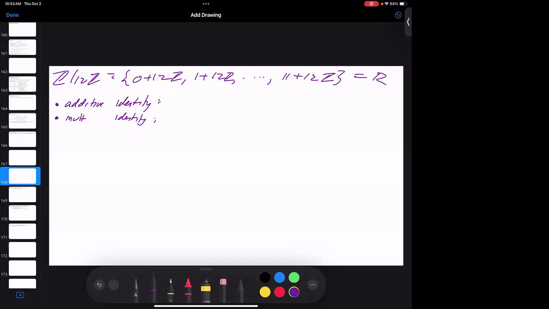What do you think the additive identity should be? 0. Multiplicative identity should be 1 plus 12z. You think every element is going to have a multiplicative inverse? So can you give me an element from 0 plus 12z through 11 plus 12z that probably does not have an inverse? And there should be natural candidates to search.